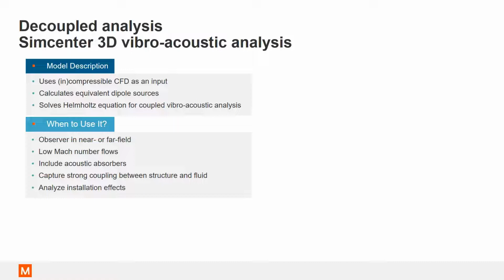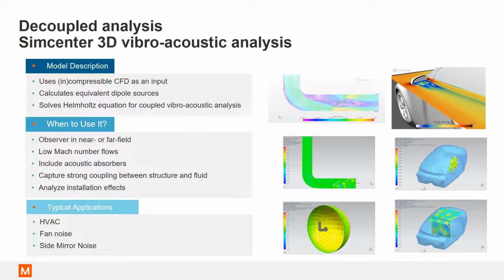But also, one advantage is that because you're using an acoustic code, you can add absorbers, and you can couple it with structures to analyze insulation effects. And a typical application that we'll see soon is the HVAC industry, fan noise, and understanding side-view mirror noise.